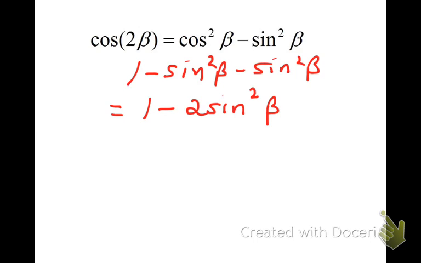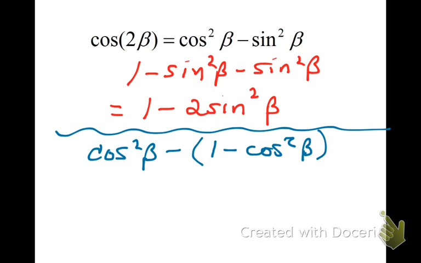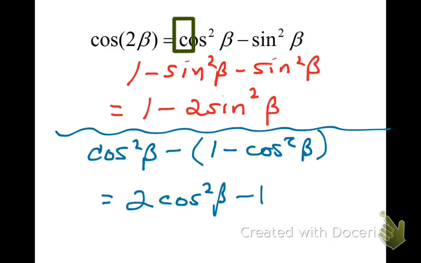Instead, if I had changed the sine function, my cosine would have stayed the same, but I would have a minus of 1 minus cosine squared. Distributing the negative would make the cosine squared at the end positive, where you would actually end up having 2 cosine squared of beta minus 1. And so those are two alternate versions of cosine's double angle formula.